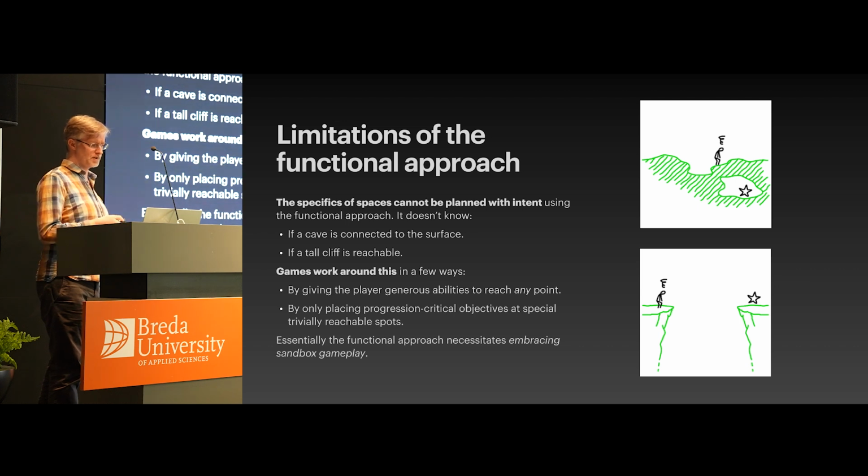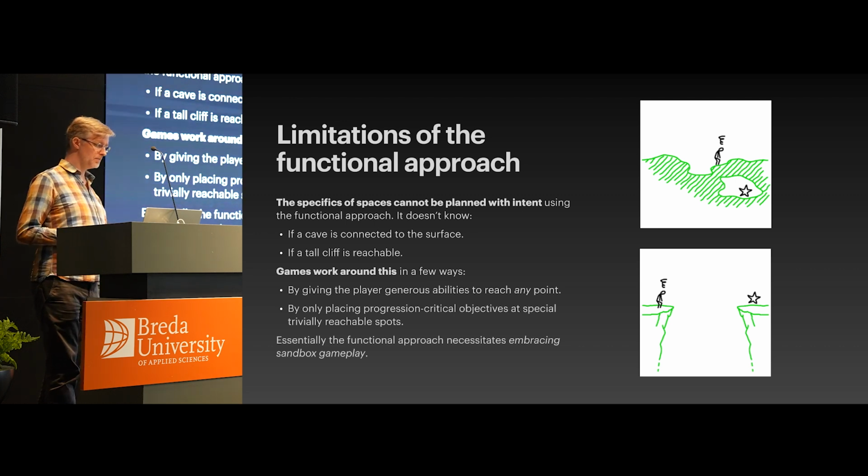And games that use the functional approach work around this in a few ways, typically either by giving the player very generous abilities to be able to always reach any point. For example, in Minecraft, you can just modify the terrain. Or by placing progression-critical objectives at special, trivially reachable spots. Essentially, it becomes a necessity to embrace sandbox gameplay. But of course, not all games aspire to be of the sandbox type.